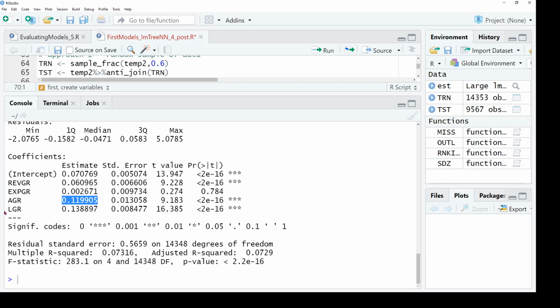Same thing with liability growth. If you had 100% liability growth in this year, you have 14% revenue growth in the following year. So these are the associations that we're thinking of. Let's talk about that in terms of economic terms.